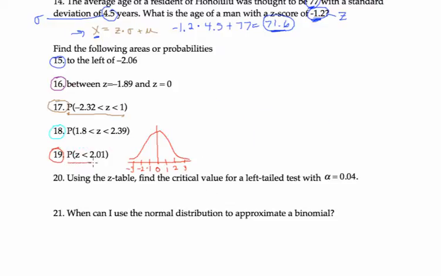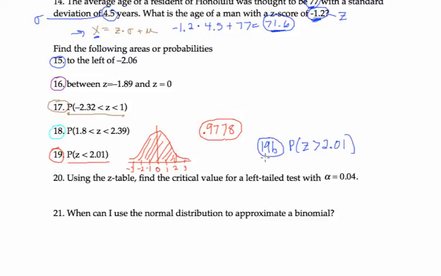What does this say? The probability that z is less than 2.01. So 2.01 and the probability less than. Again, our table shows less than. So all I have to do is look up the z-score of 2.01 on the outside and find the probability that I am to the left of that z-score. The probability will be on the inside of the table. 0.9778.